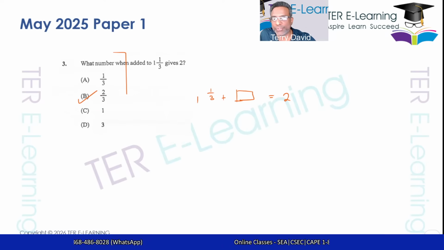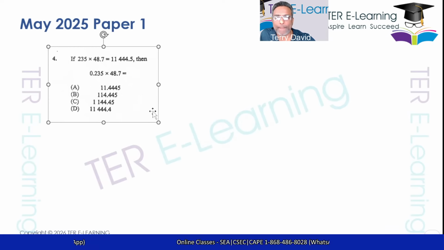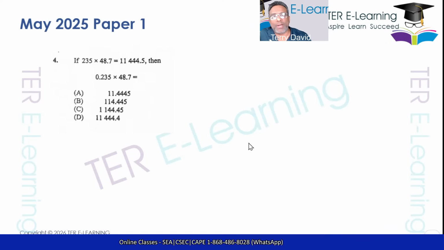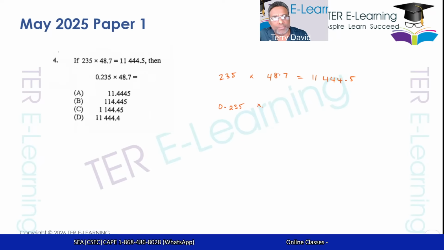Number 4, I'm not sure if it's the exact same question that we've seen before. So we have 235 multiplied by 48.7, and we get 11444.5. But this time we're going to multiply 0.235 multiplied by 48.7. So what are we doing here? When I change 235 to 0.235, you are dividing by 1, 2, 3, by 1,000.